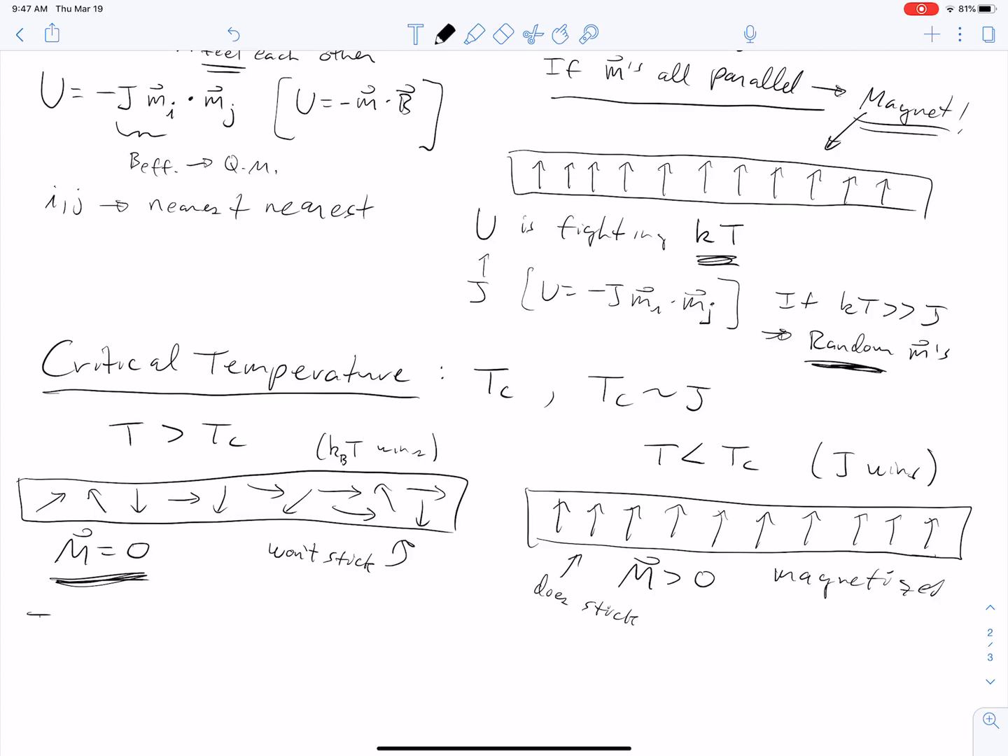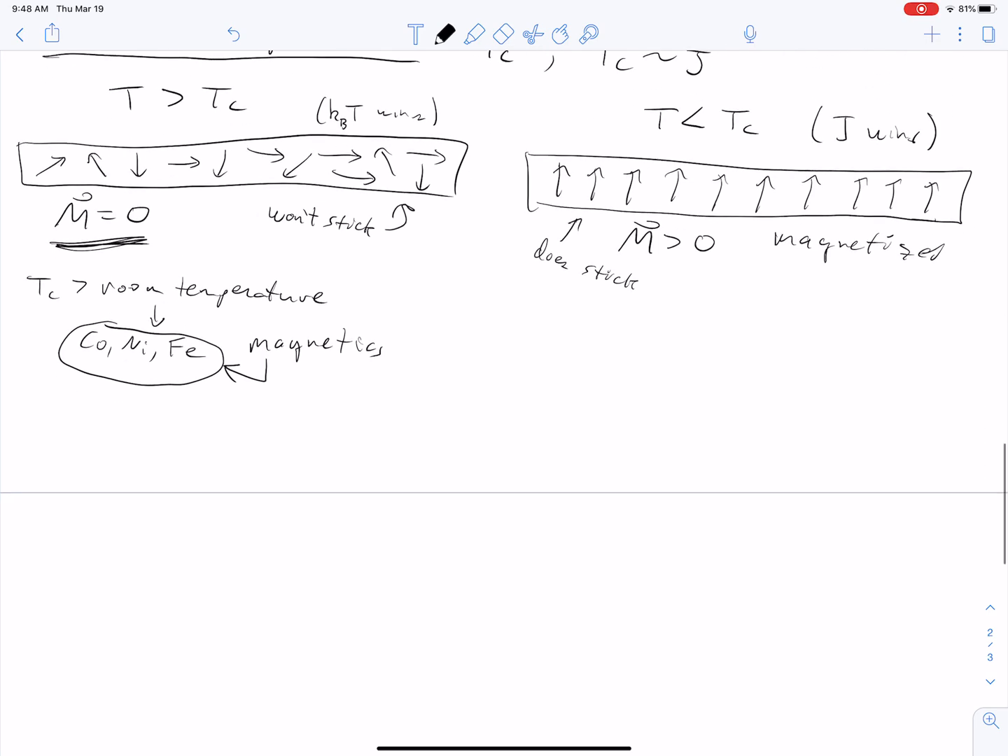But Tc can be big. Like Tc is greater than room temperature for certain materials, such as famous ferromagnets. Of course, the most famous ones are cobalt, nickel, iron. So those materials have a Tc greater than room temperature, so they are magnets, which means that their magnetic moments all line up at room temperature. Okay, well that's pretty cool.